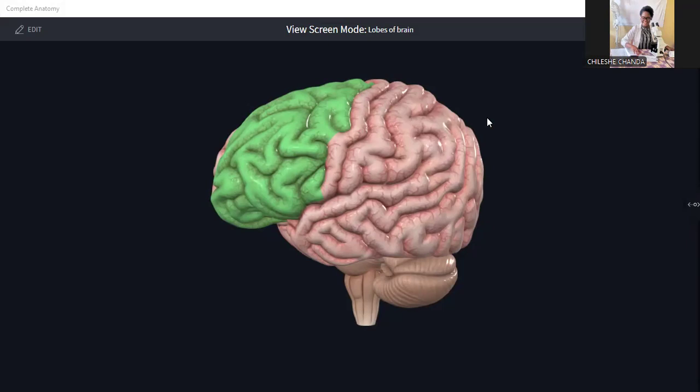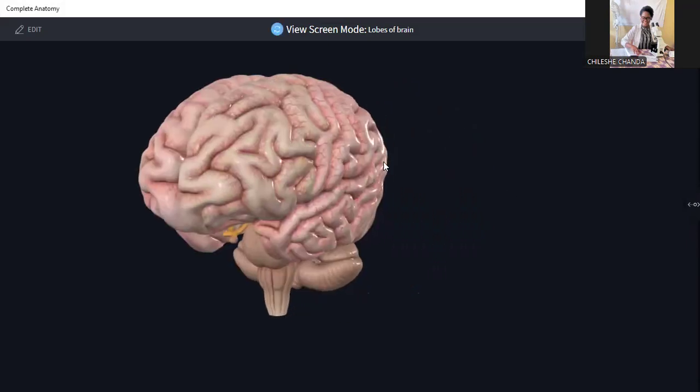Now, a quick look at the nervous system. We realize that the nervous system is composed of the central nervous system and the peripheral nervous system. The central nervous system is composed of the brain and the spinal cord. And so today we're going to look at the topography of the brain.